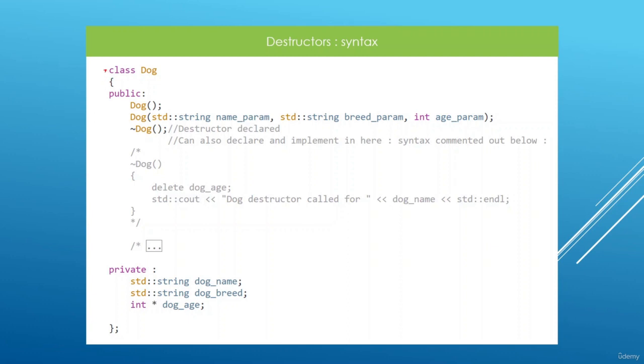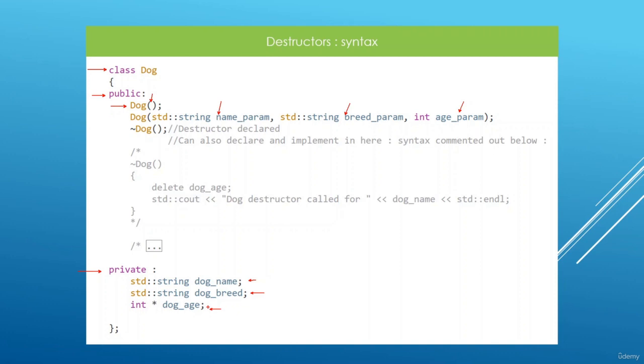Here we have a class called dog. It has two sections, the public section and the private section. In the public section, we have two constructors, a default constructor that doesn't take any parameter and a constructor that takes two parameters in. The parameters are going to be used to initialize our member variables, and they are passed by value here for simplicity. And they are going to be used to initialize these member variables, dog name, dog breed, and dog age.